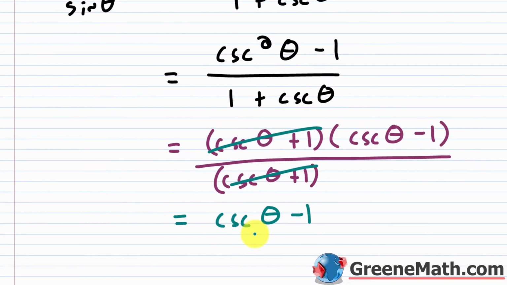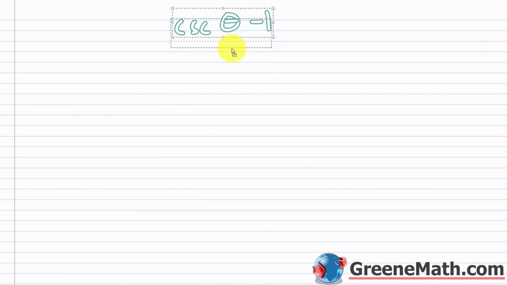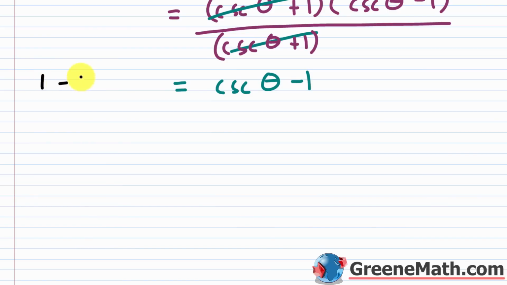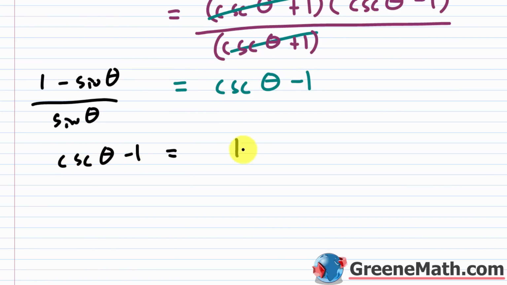At this point, I'm going to stop and copy this. I'm going to come to another sheet and put this in the middle. So let me put equals here and write cotangent squared theta over 1 plus cosecant of theta. Now what I'll do is write 1 minus the sine of theta over your sine of theta. Then I'm going to flip this and write cosecant of theta minus 1 is equal to 1 minus the sine of theta over the sine of theta. This won't be so bad to get this side to match this side now.